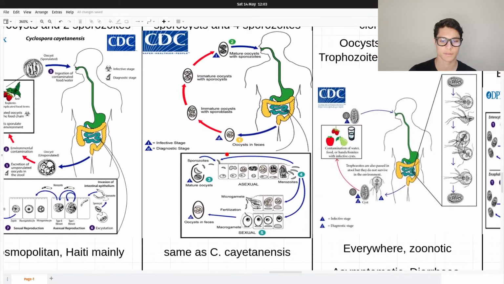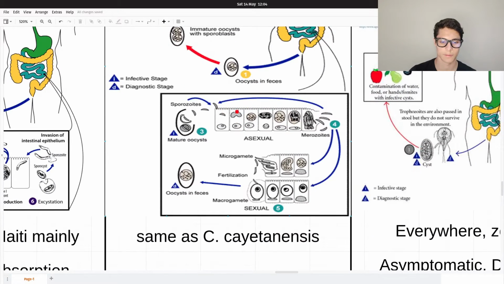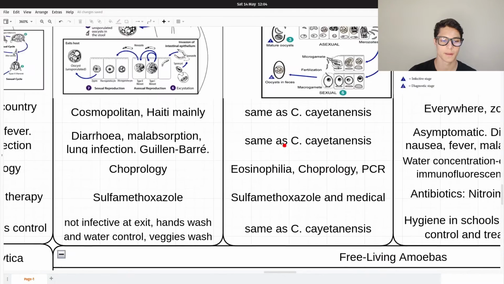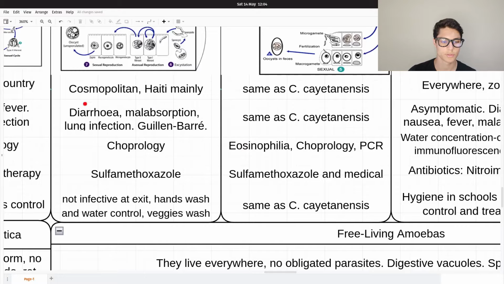The same thing happens here. As I said, the only difference is the number of sporozoites, but the rest is the exact same thing. The epidemiology is cosmopolitan. That means everywhere in the world, mainly in Haiti, and the same here. They produce diarrhea and malabsorption and lung infection, and in some cases even the Guillain-Barré syndrome. Here is the same thing. The Guillain-Barré syndrome is the precursor, the pre-stage of multiple sclerosis.